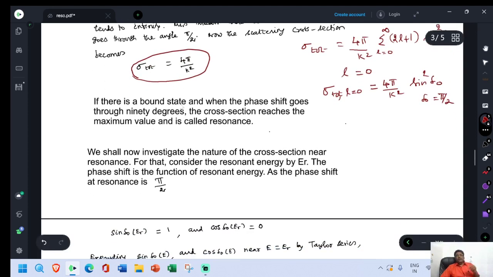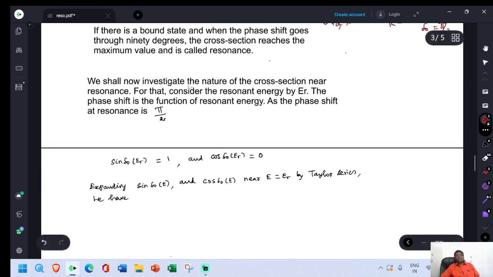If there is a bound state and when the phase shift goes through 90 degrees, that is pi by 2, the cross section reaches the maximum value and is called resonance. This is the condition for resonance. Suppose the phase shift is 90 degrees, the cross section reaches its maximum value. That means the area available for scattering is maximum. This condition is called resonance.